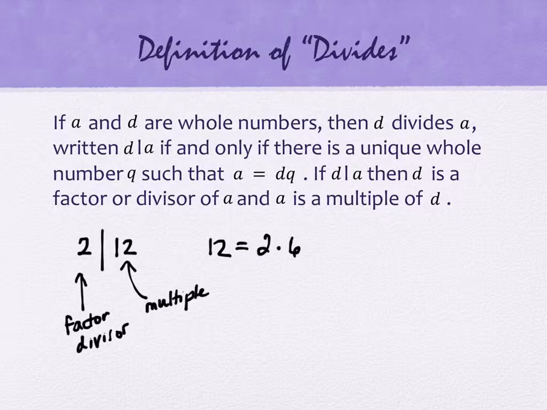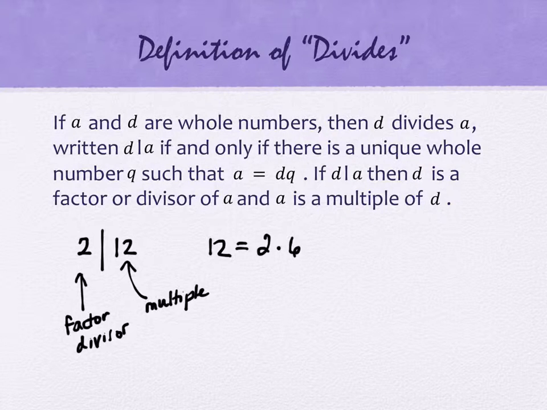So we can use that language in either direction, depending on which one makes sense in our context. 2 divides 12, so 2 is a factor or a divisor of 12. We would say 12 is a multiple of 2.